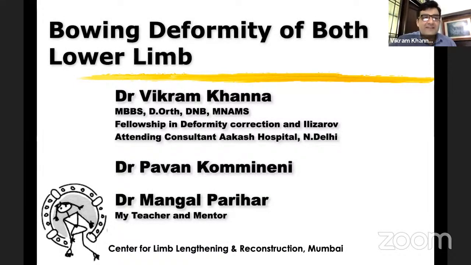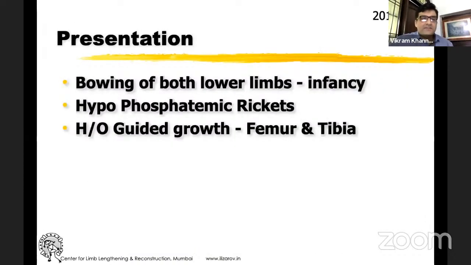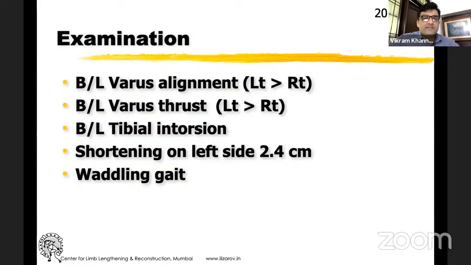Today, I'll be presenting a case of bowing deformity of both lower limbs. The patient presented to us with bowing deformity of both lower limbs, which he noticed first in infancy. He was diagnosed with hypophosphatemic rickets, and there was a history of guided growth surgeries, both for tibia and femur done. On examination, he had bilateral varus alignment with varus thrust with tibial intorsion.